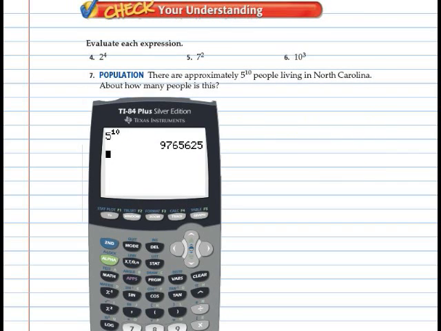Problem number 7, it says there are approximately 5 to the 10th people living in North Carolina. About how many people is this? Well, if you try to write this one out, it gets very difficult. There's 5, 6, 7, 8, 9, 10. Then you start multiplying those out and you get a very large number very quickly. This would be a problem where it would be permissible to use a calculator. 5 to the 10th, you can see in standard form, is 9,765,625. So a lot of multiplying would go on there.